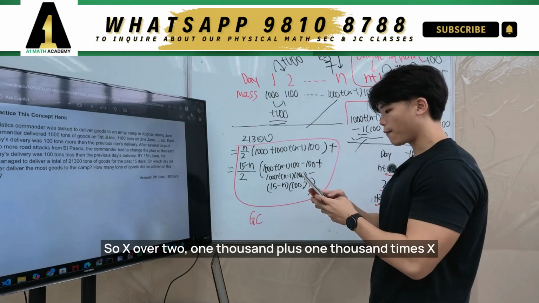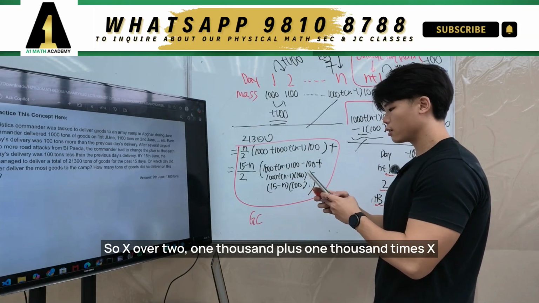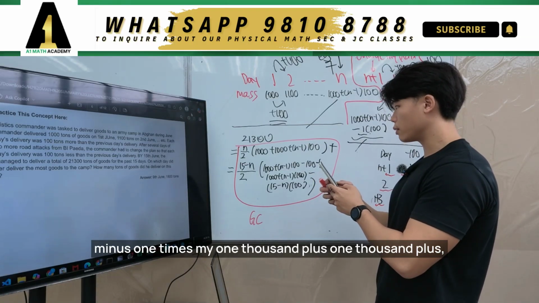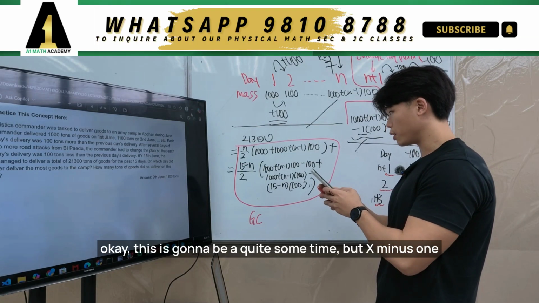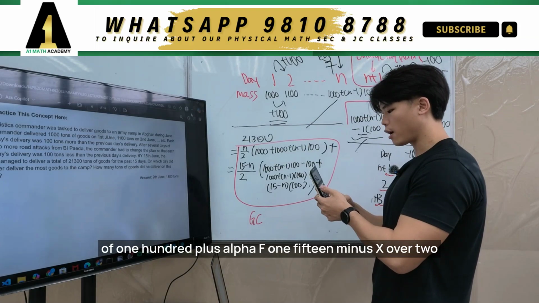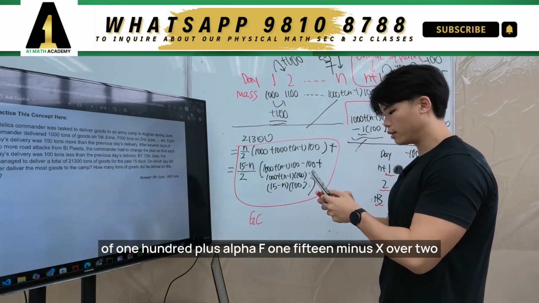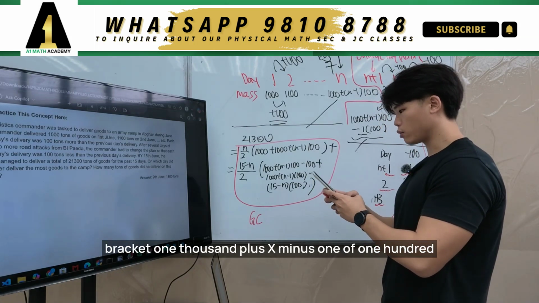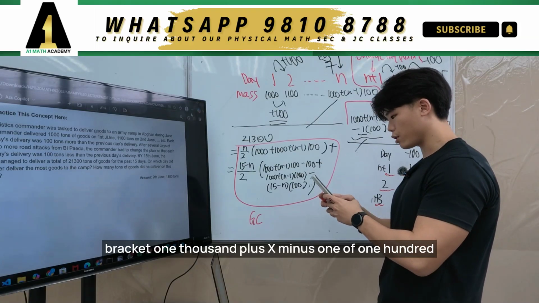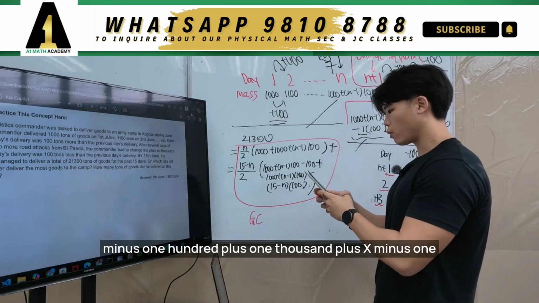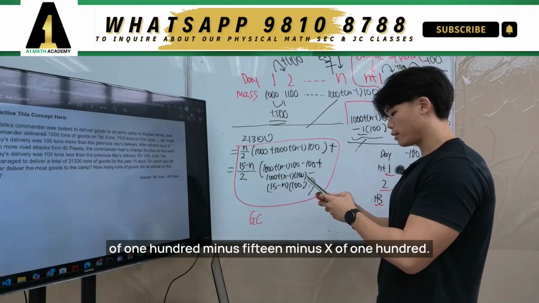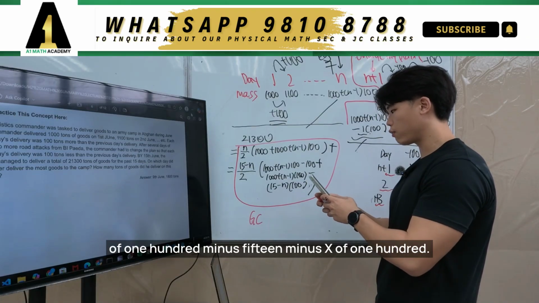So x over 2, 1000 plus 1000 times x minus 1 times 100, plus 15 minus x over 2, bracket 1000 plus x minus 1 of 100, minus 100, plus 1000 plus x minus 1 of 100, minus 15 minus x of 100.